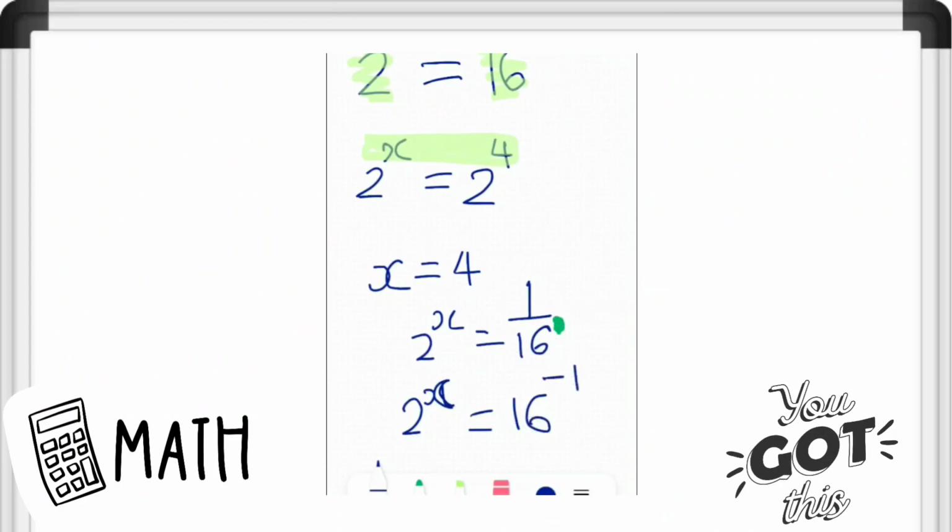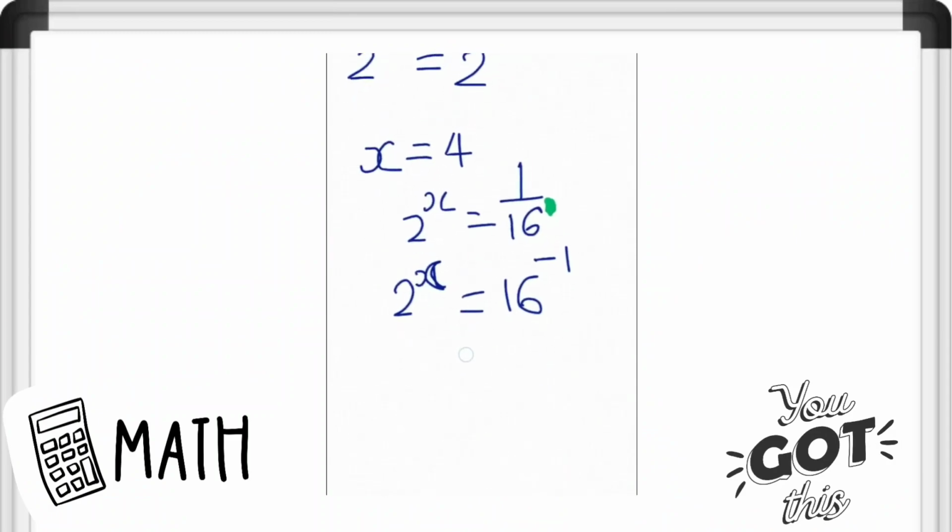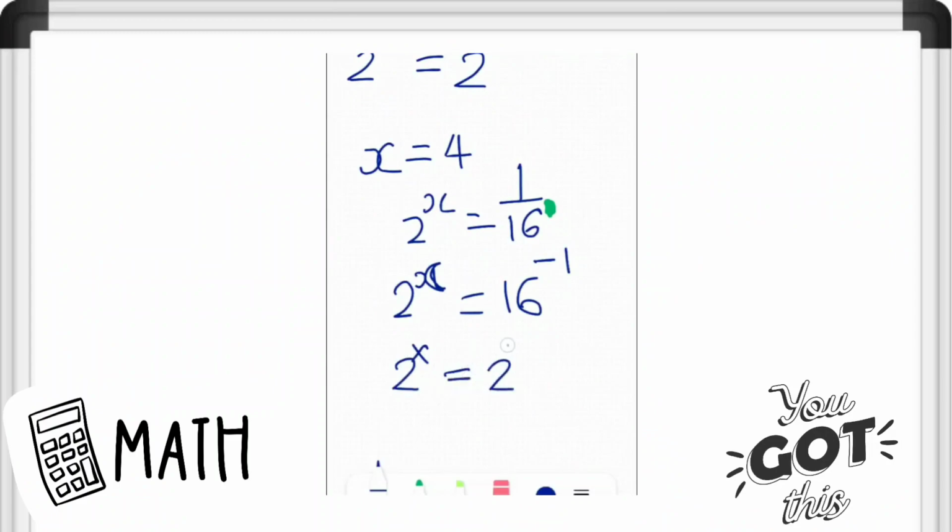So if I have to rewrite this now to make my bases the same, I'm going to have 2 to the power of x is equal to 2 to the power of a negative 4, because 4 times a negative 1 is a negative 4. So again, my bases are the same. All I have to go do now is work with the top. So x is equal to a negative 4.